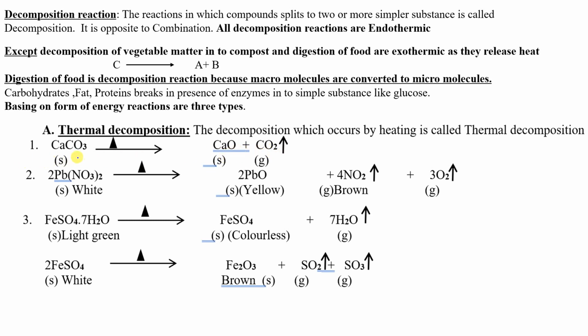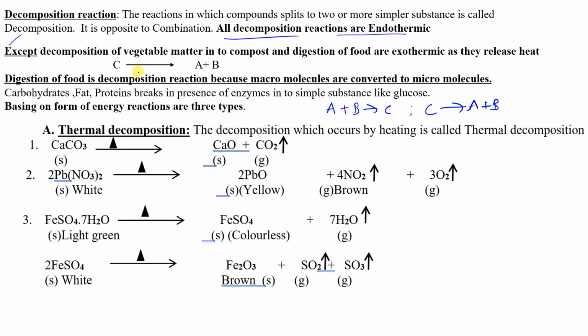When one compound splits into two or more simpler substances, such reactions are said to be decomposition. Decomposition means breaking, easily we can tell. In fact, it is the opposite of combination, because in combination, two or more chemicals combine and form one chemical. But in decomposition, one chemical breaks into two or more chemicals. In fact, to decompose anything, we need energy. So all decomposition reactions are endothermic.